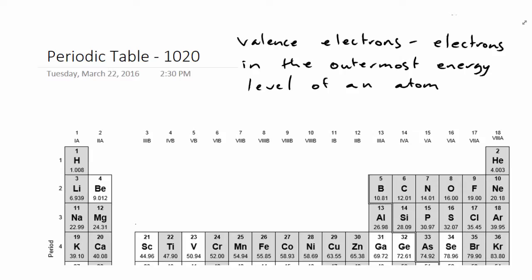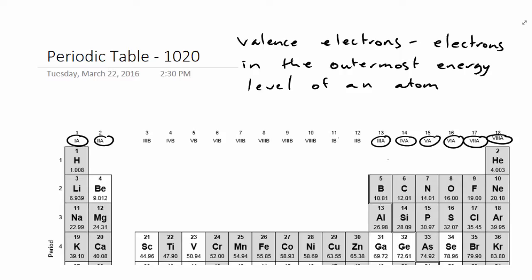So, in order to determine valence electrons, this is very simple. What we're going to do is look at all of the groups here that are labeled with Roman numerals and the letter A. So if we look at all of the main group elements, that is the ones here with the Roman numerals and the letter A, these are the ones for which we need to determine those valence electrons.